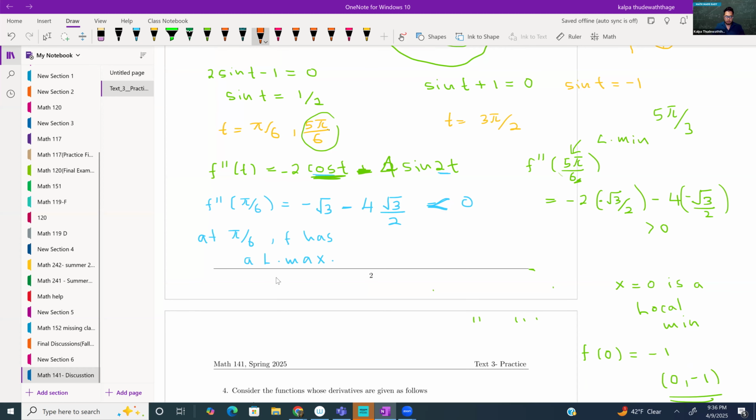Finally, you have to plug in 3 pi over 2. Second derivative at 3 pi over 2. What happens if you plug 3 pi over 2 into cosine? Cosine 270 is 0. Sine, actually, if you multiply 3 pi over 2 by 2, sine 3 pi is again 0. So at that point, you have an inflection point. It's not a minimum or maximum. Okay, so there's one max and one min within 0 to 2 pi. The minimum happens at 5 pi over 6. Max happens at pi over 6.